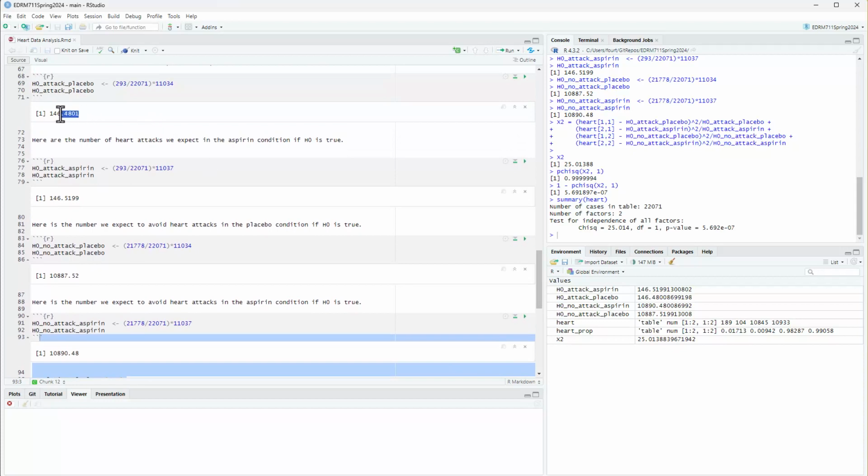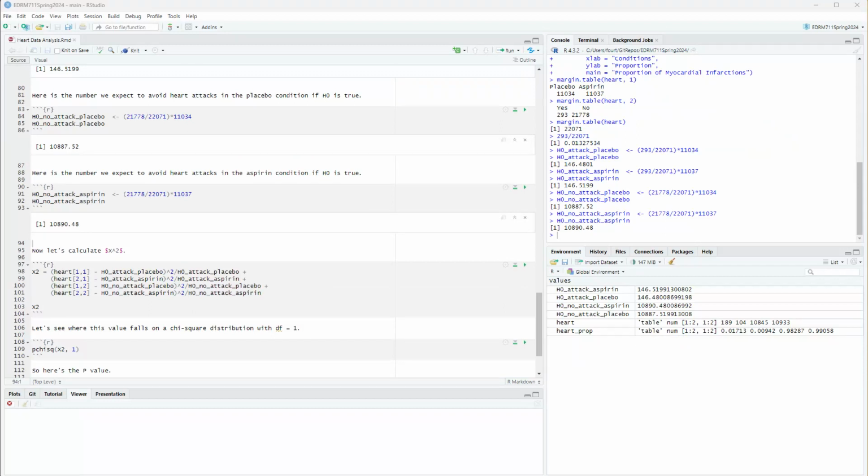And remember that we need for at least 80% of these to be above 5. Well, they're all well above 5. And we need for none of these to be below 1. And obviously none of them are below 1. We're good. We have met the conditions for valid inference, assuming that we have independence of all the observations, both within and between conditions, but that is a design characteristic that we can't check with these numbers.